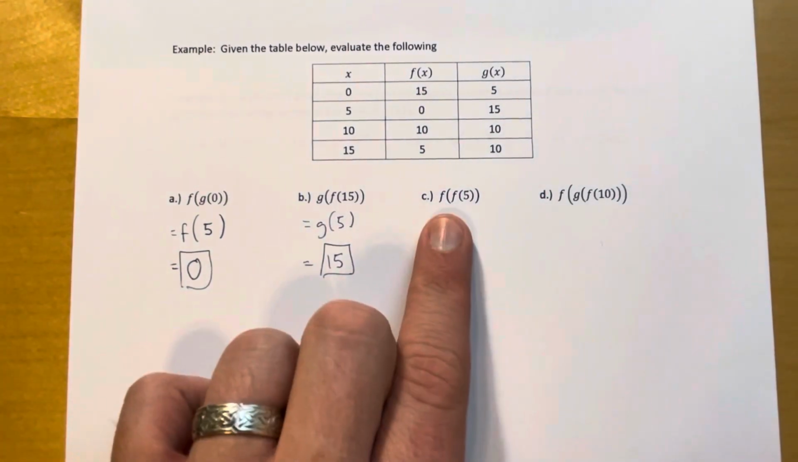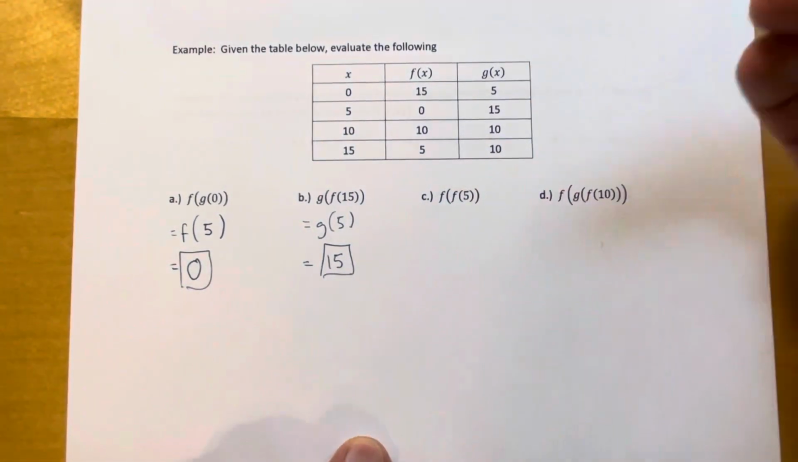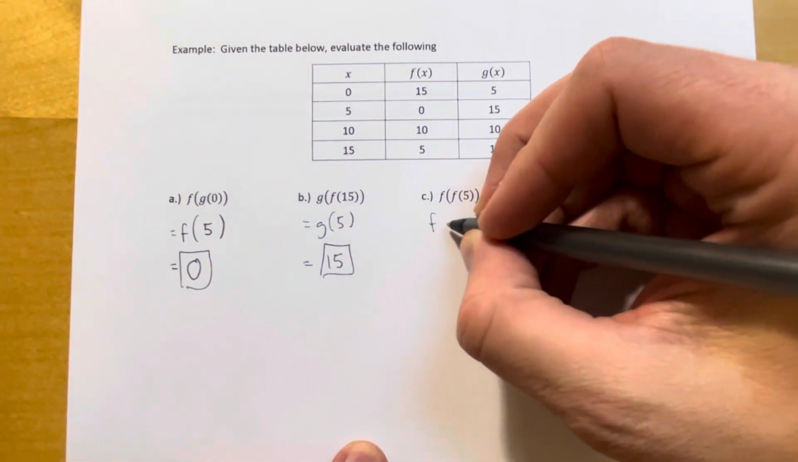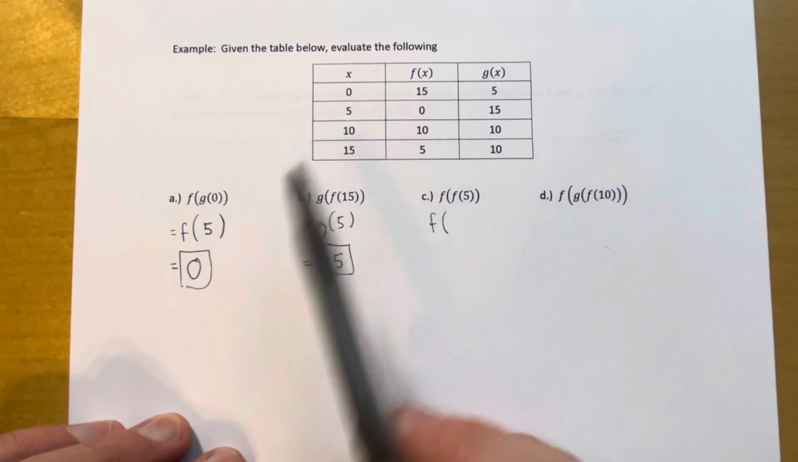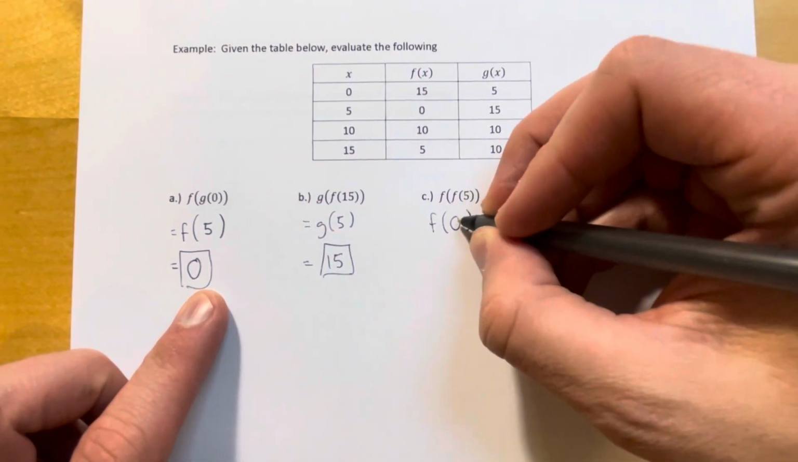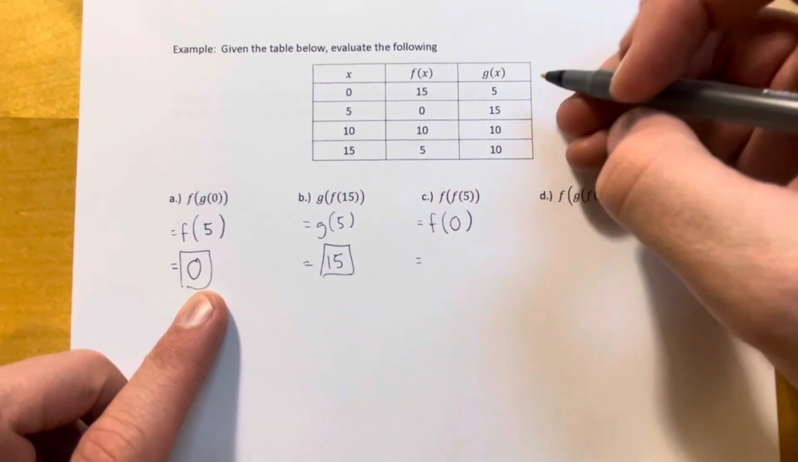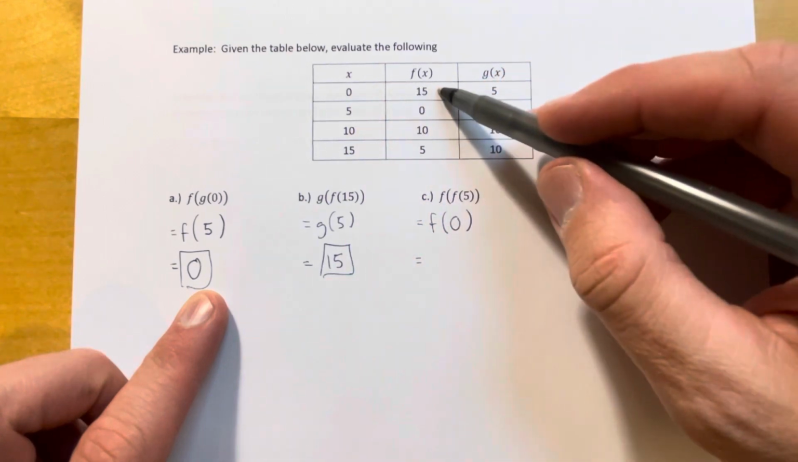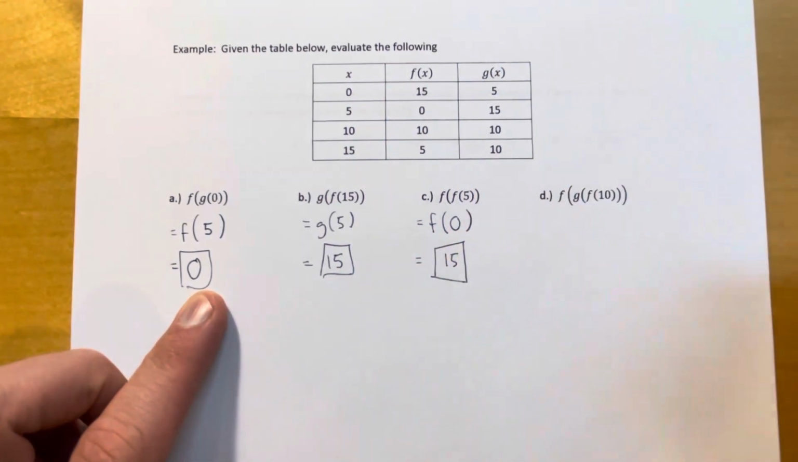Next up, f of f of 5. So this is another example where a function is composed with itself. What is f of 5? Well, we found f of 5 over here. We could also look it up in the table really easily, but it came out to 0. So f of 5 is 0, which means I am now finding f of 0 in my table. Here is 0, here's f, that's equal to 15. Okay?